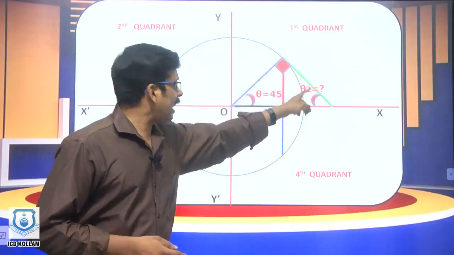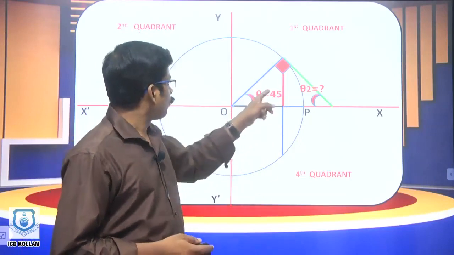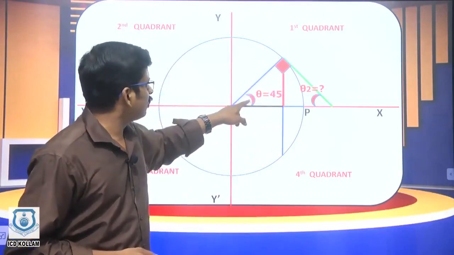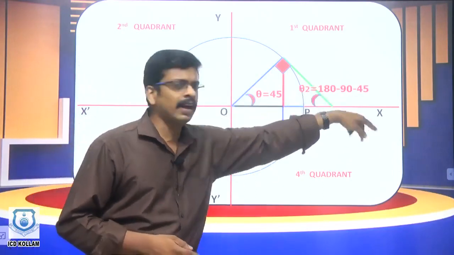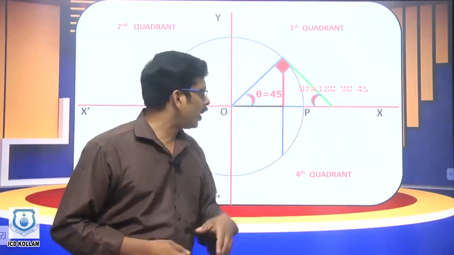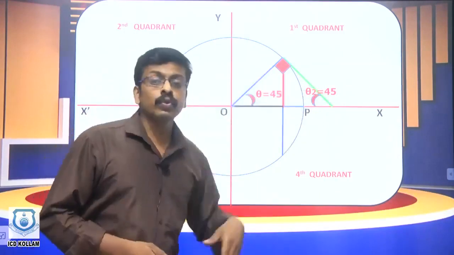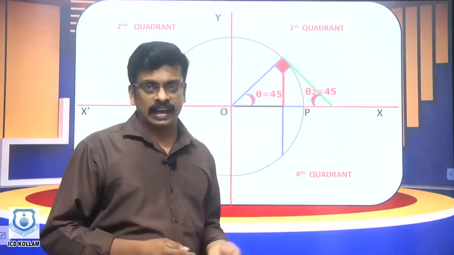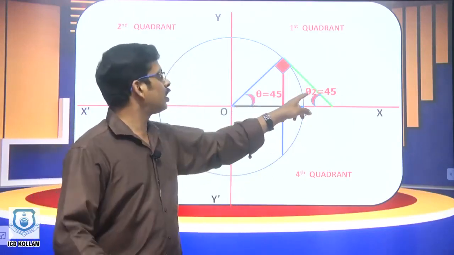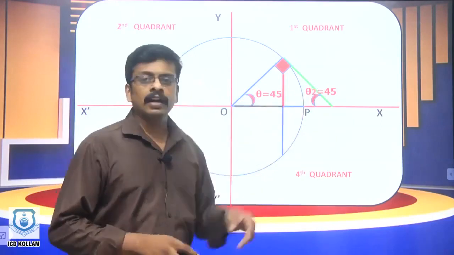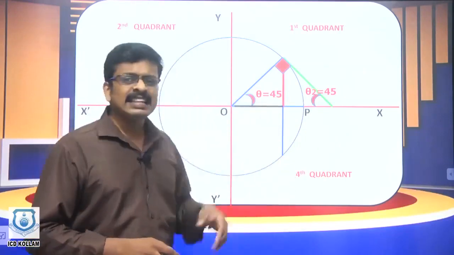But you know, in a triangle, the sum of the 3 angles is equal to 180 degrees, for which 90 is there and this is 45 degrees. So we can simply say that theta 2 is 180 minus 90 minus 45, which is equal to 45. So it is an isosceles triangle. If two sides are equal, it is called an isosceles triangle. So these angles are equal. Here 45 degrees, here 45 degrees. So two base angles are equal to 45 degrees. Then we can say it is an isosceles triangle.